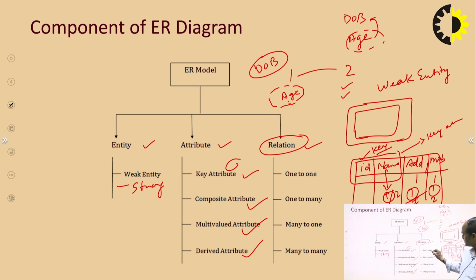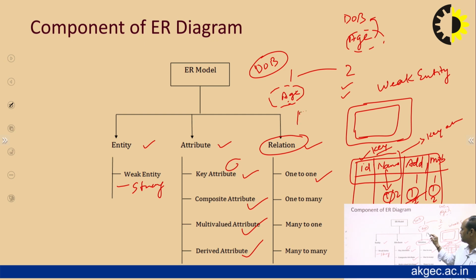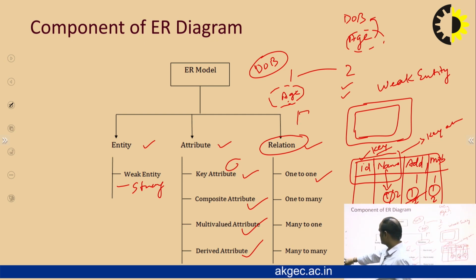Now next, let's discuss one to one. What is one to one? If an entity is directly connected with another entity, this is called a one to one relation. Suppose we have a relationship of two entities.